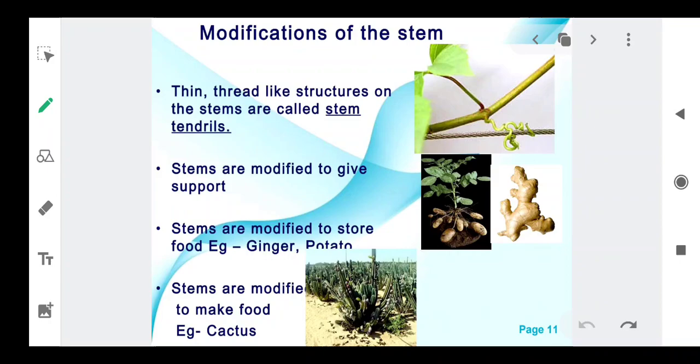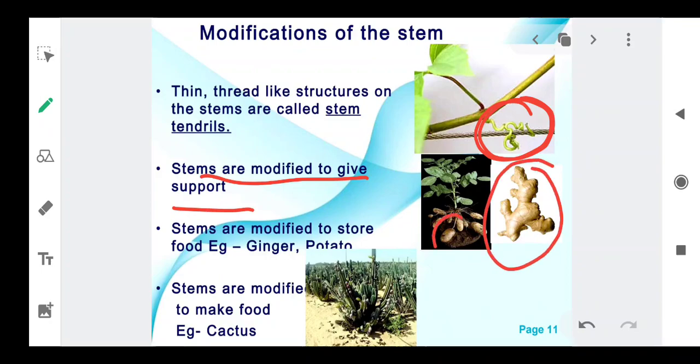Now modification of stem. If you read about the modification of stem, we can see that thin thread-like structures on the stem are called stem tendrils. These are the stem tendrils, the small thin structures you can see in some trees. Stems are modified to give support. As you can see, in some plants stems are modified to give support to the plant. Stems are modified to store food. Example, ginger and potato. In ginger you can see, in potato you can see, stems are modified to store food in them.